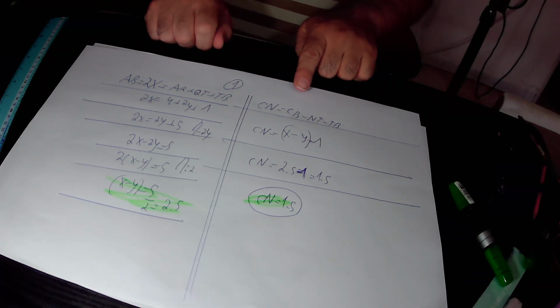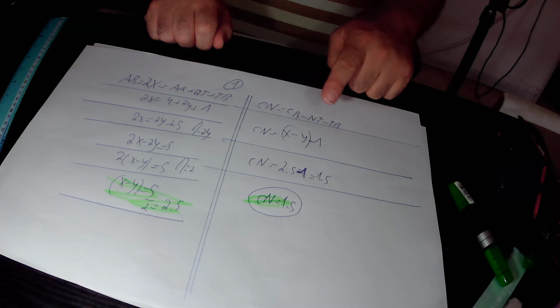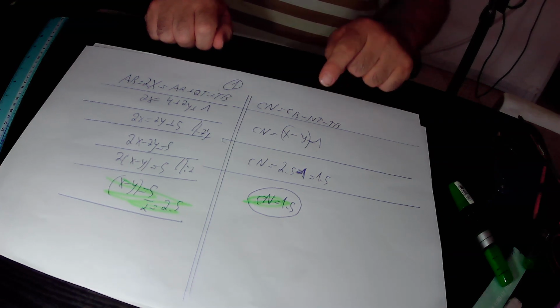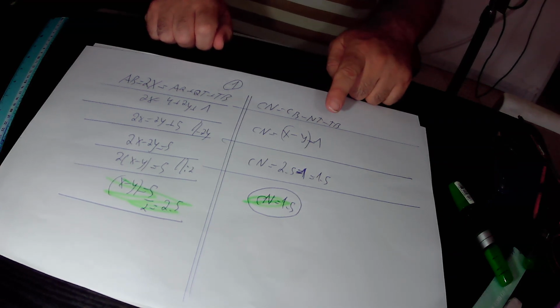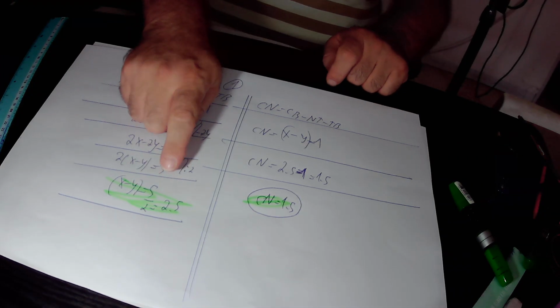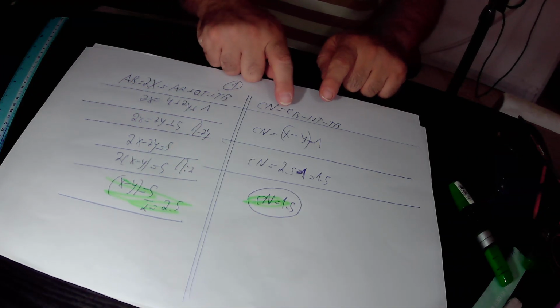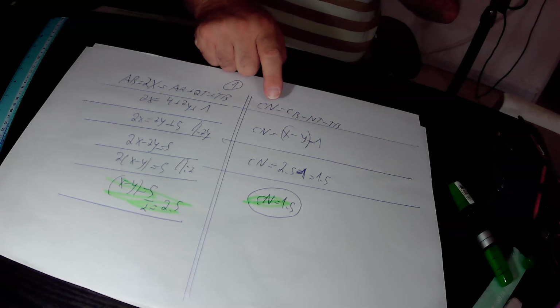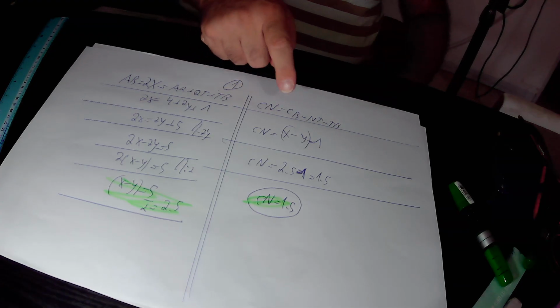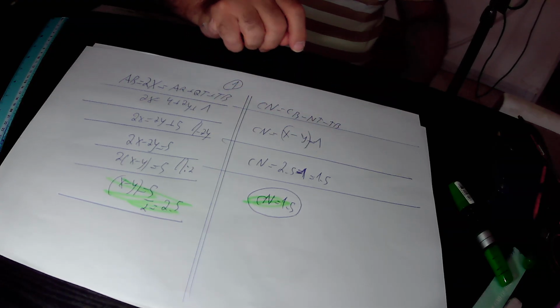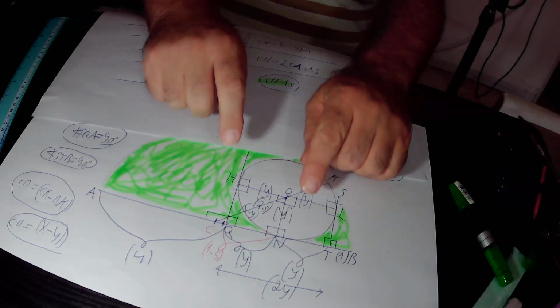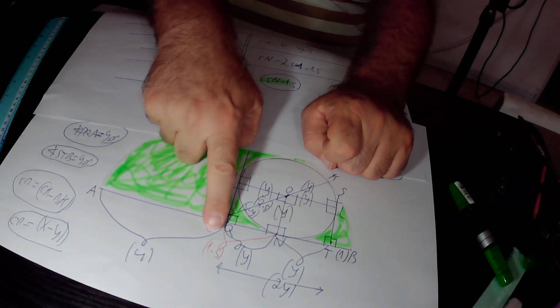Again, CN equals CB. CB is x, minus NT is y, and TB is 1. So in total, CN equals x minus y minus 1. X minus y is 2.5, so substitute x minus y by 2.5. So in total, we found out that CN equals 2.5 minus 1, that is 1.5. So this line segment CN equals 1.5 units in length.